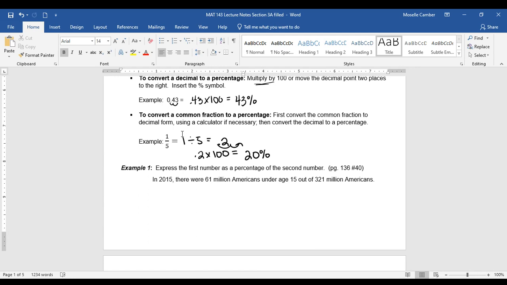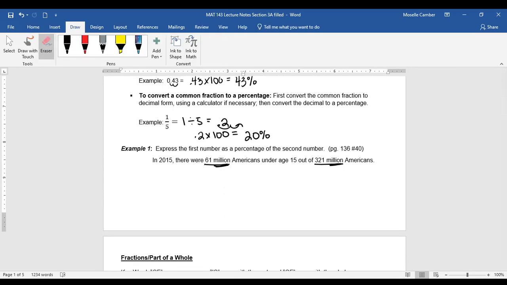Okay, let's look at an example. Express the first number as a percentage of the second number. In 2015, there were 61 million Americans under age 15 out of 321 million Americans. We want to write this as a percentage. Note both of them say millions, so I'm just going to look at the numbers because those match.